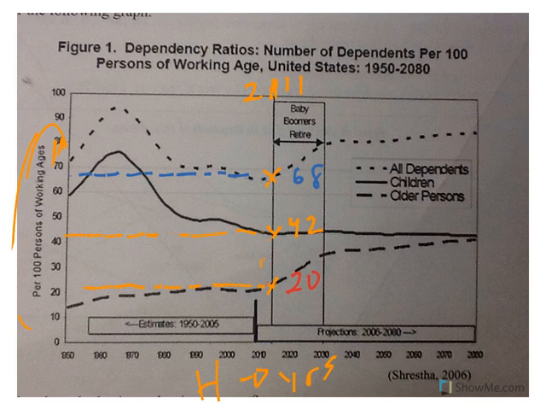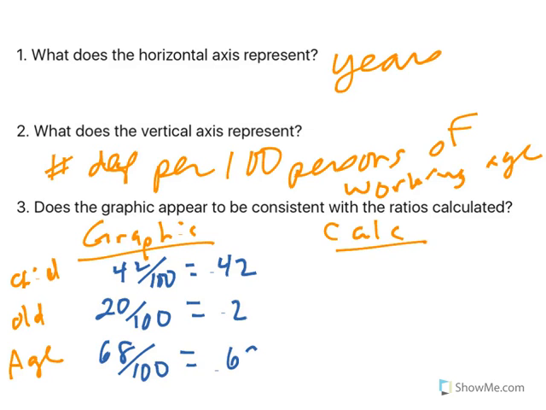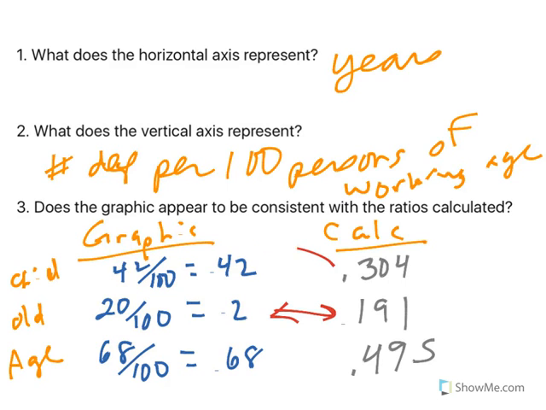Okay, so I'm going to go back and do those. So 42, 20, and 68. So the child was approximately 42 over 100, which gives me 0.42. Old age was around 20 over 100, which gives me 0.2. And the age dependency was approximately 68, which is about 0.68. Now, if you think about what we just calculated, we calculated child at 0.304, old age at 0.191, and age dependency at 0.495. So you can see these two are pretty close, but the other ones are quite a bit different. And why is that?